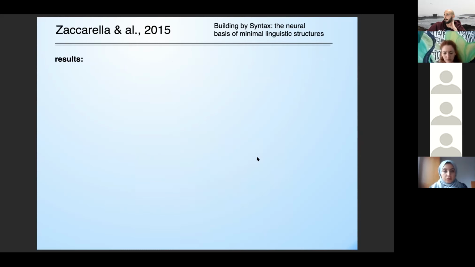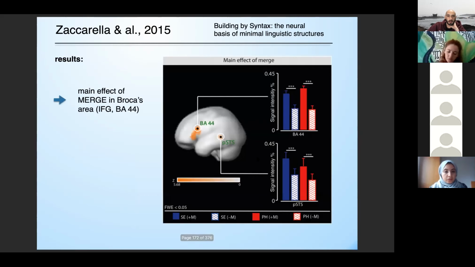Okay, so what did they find? Guess what? Exactly what they predicted. They found a main effect of merge. So for both constructions, compared to the list controls, the word list controls, they found two peaks of activation, you see. One in BA44, extending to BA45, and one on the posterior superior temporal sulcus, okay?